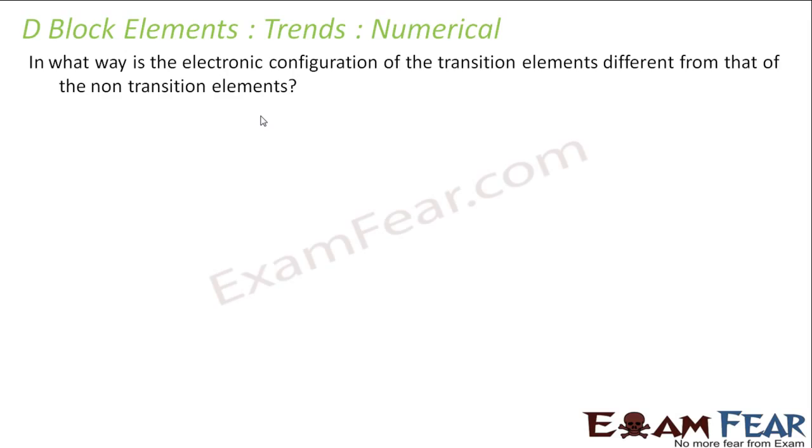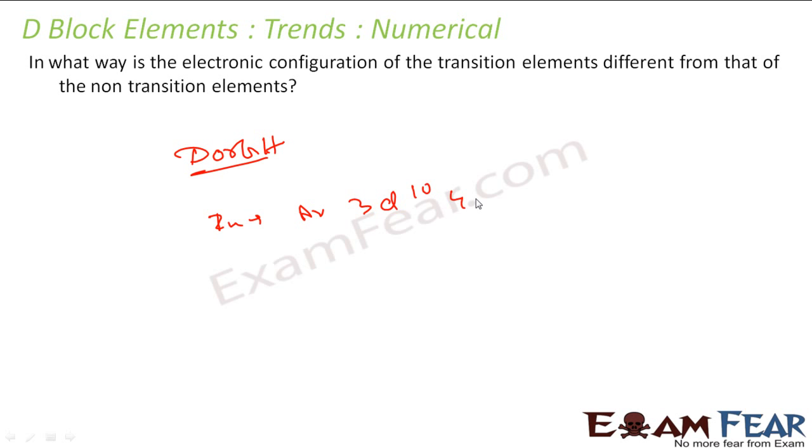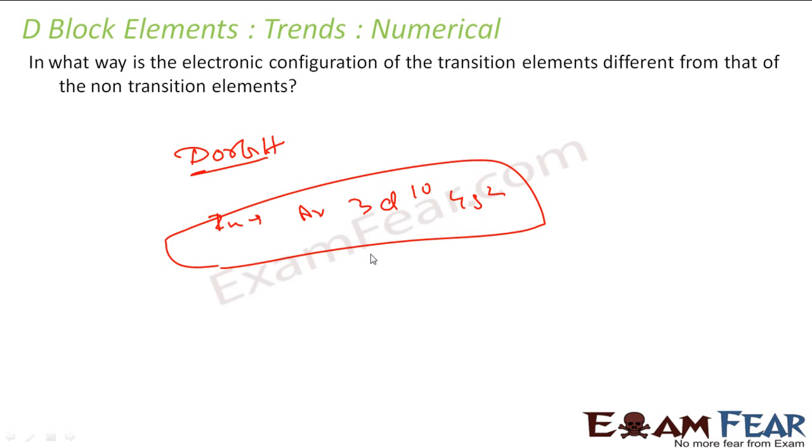The question is, in what way is the electronic configuration of transition metal different from the non-transition metal? Very simple, it's all about the d orbital. So if the d orbital is filled, it is non-transition metal. For example, zinc, the electronic configuration is argon 3d10 4s2. This is my non-transition metal. Talk about transition metal, there are some examples. Chromium, for example, 3d5 4s1. D can accommodate 10 electrons, it has only 5 electrons. Iron 3d6 4s2. D can accommodate 10 electrons, iron has only 6 electrons. So these are all transition metals.